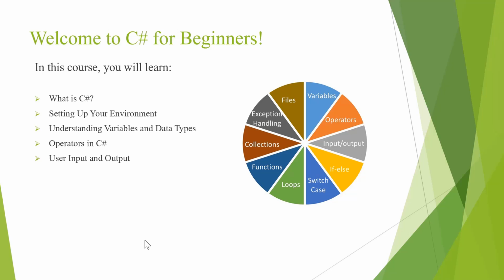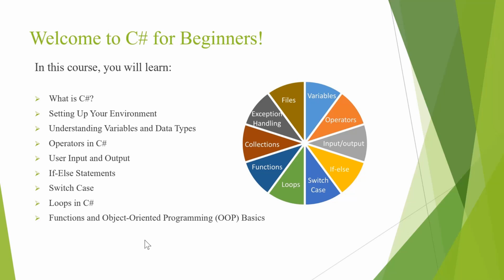Then we're going through user input and output so we can interact with users in our program. And then we talk about if-else statement and switch case to make decisions in our code. After that, we're going through loops in C Sharp, which is for repeating actions efficiently. And then we learn about object-oriented programming and writing reusable and structured code.